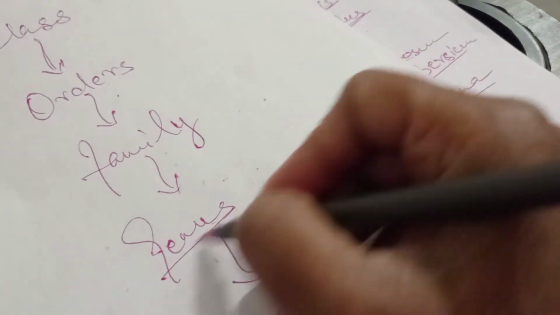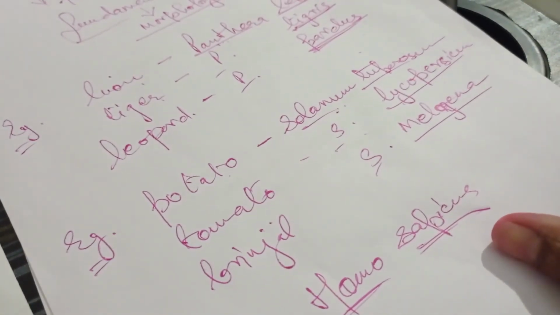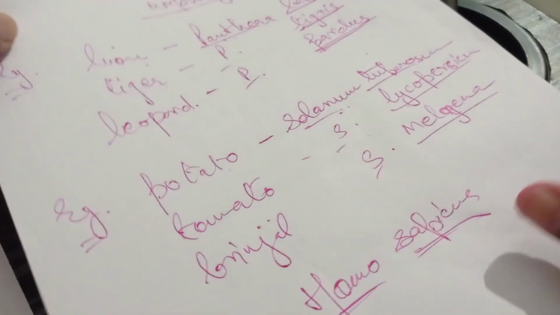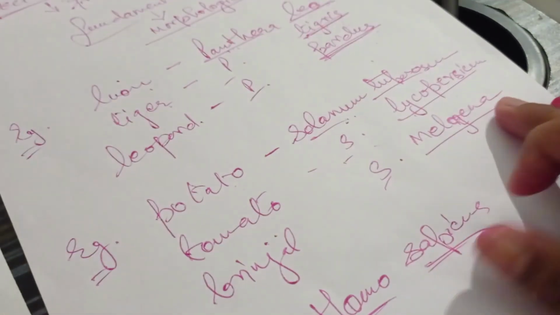Now, if we come to genus, I told you that all the living organisms are categorized on the basis of the similarities and dissimilarities. Now, what happens?